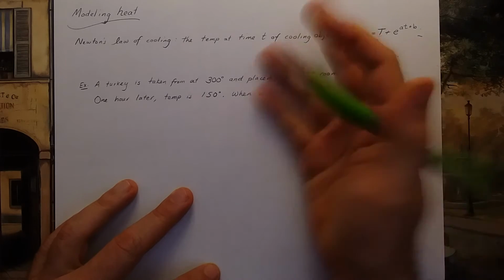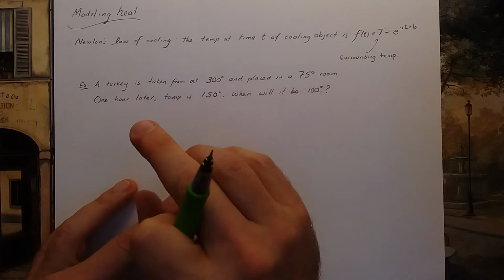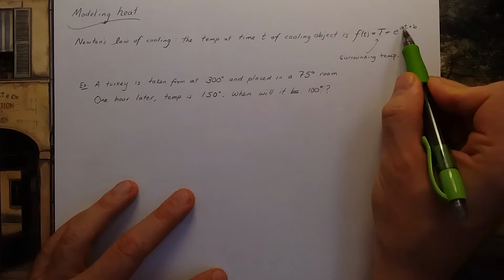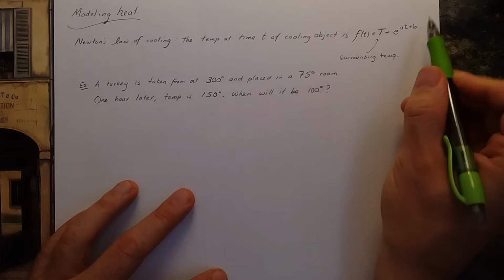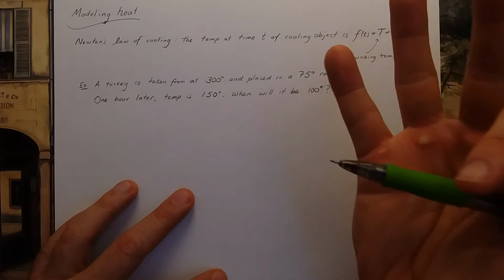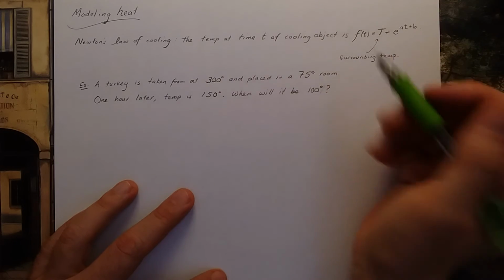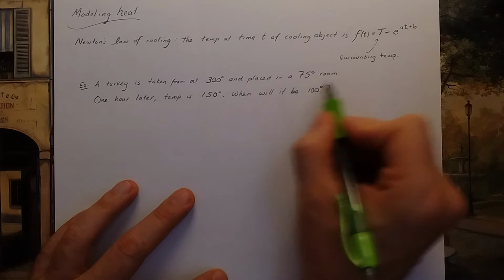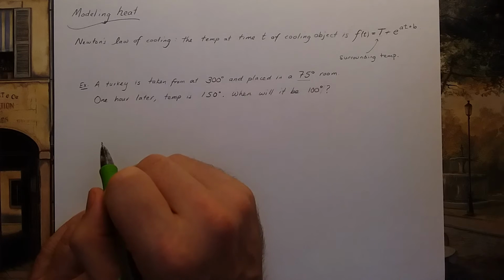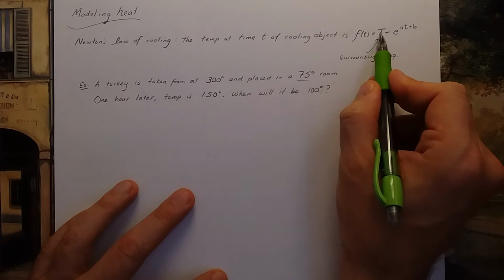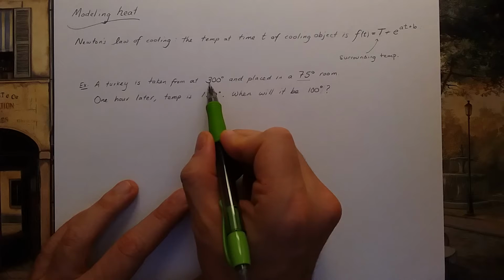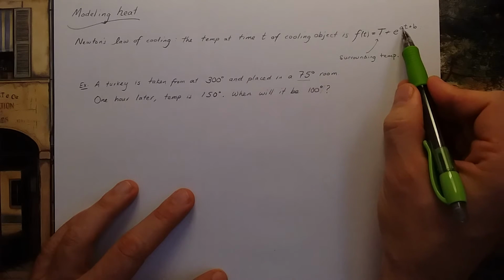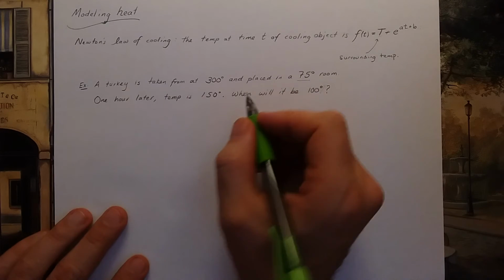So this model that we're using to determine how fast something cools off has three unknowns. It has T, A, and B. We need three pieces of information to decide what those constants are. So I straight up tell you what the surrounding temperature is. It's in a 75-degree room, so that's capital T. And I'm going to use this other information that it starts at 300 degrees and is 150 an hour later to determine A and B. So let's do it.